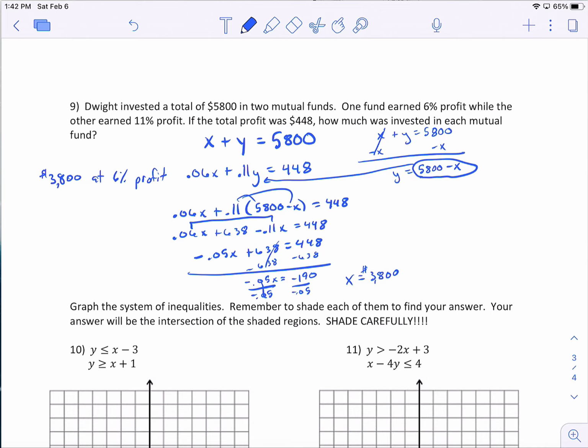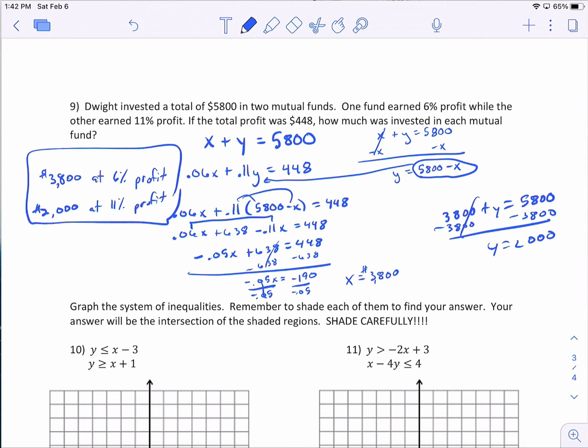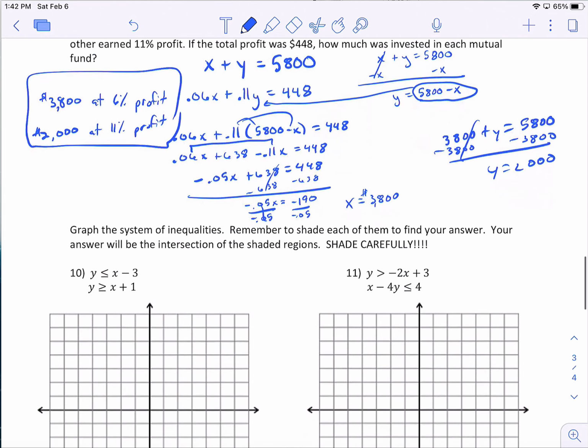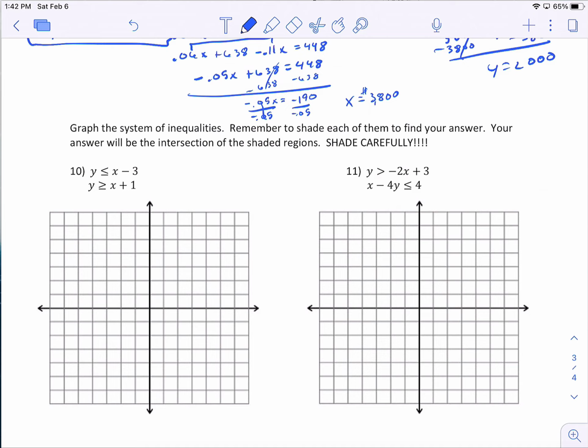And then to find out for the other one, all I got to do is plug this back in just like normal, and I'm going to use that top equation so I can avoid all that decimal junk. And that should give me an even $2,000 for the other one. So $2,000 at 11% profit. Or in other words, he invested $3,800 in the first one and $2,000 in the second one. All right, a little more messy when there's those decimals involved, but it's still the same type of stuff. All right, now we're to the inequality section.